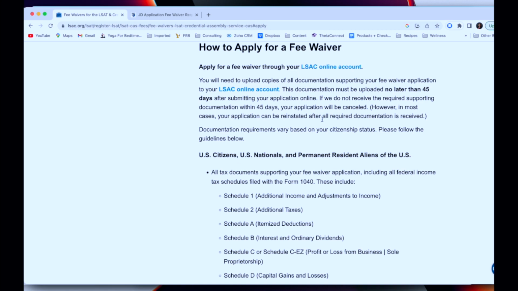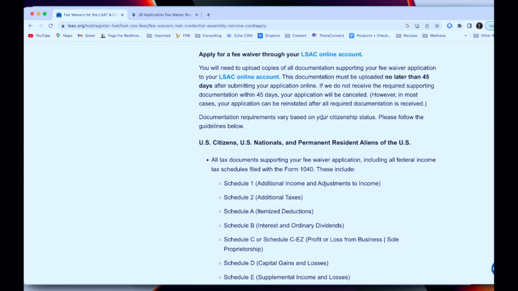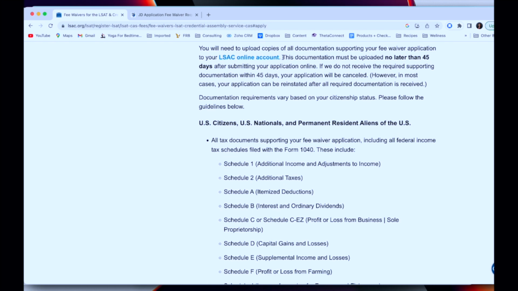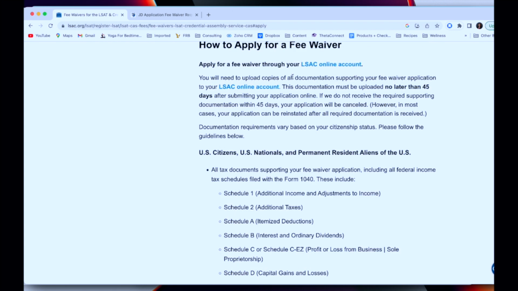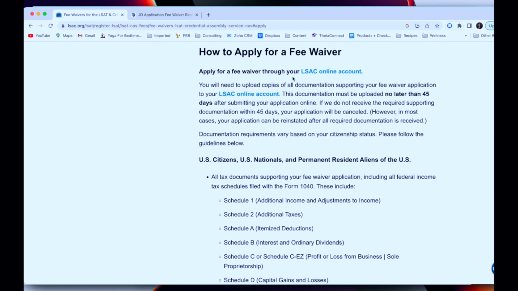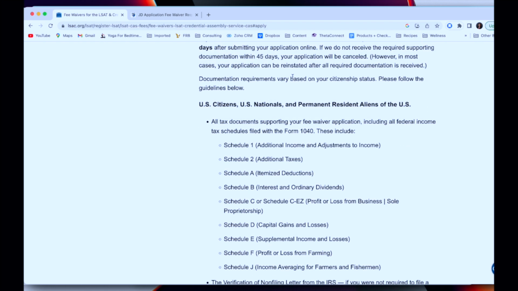You'll need to upload copies of all documentation supporting your fee waiver application. It must be uploaded no later than 45 days after submitting your application online. Now, it's really important to note that they don't retroactively apply it. If you get an LSAC fee waiver, it includes not just the CAS fee, but also 1 or 2 LSAT test fees waived. But if you take the LSAT and then apply for a fee waiver, they're not going to refund you that money back. It's important to know that.